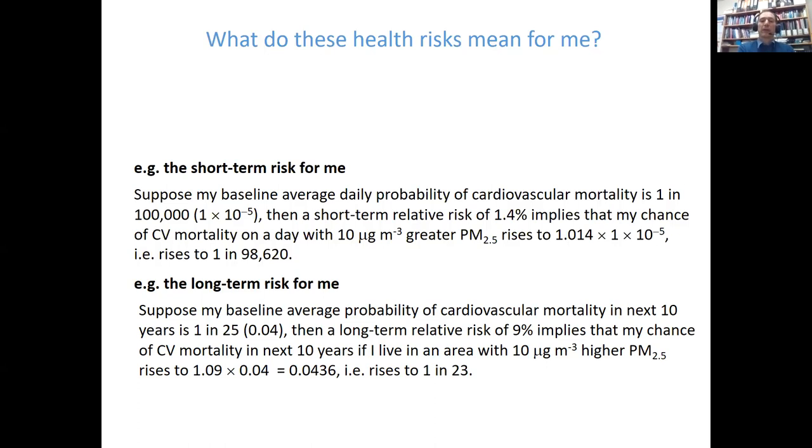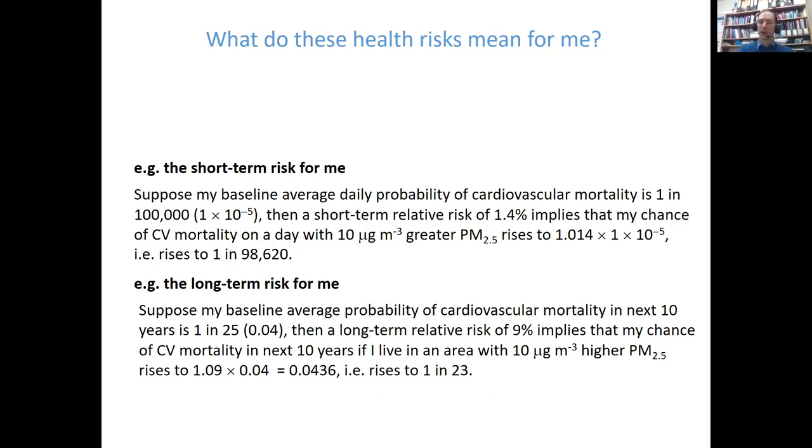Then if I were to move tomorrow into an area where there was 10 micrograms per cubic meter higher PM2.5 than where I currently live, and I lived there for the next 10 years, then my risk of dying because of that higher PM2.5 in my new place of living rises to 1.09 times 0.04, in other words, to 0.0436. It rises from 1 in 25 if I haven't moved to 1 in 23 if I do move.